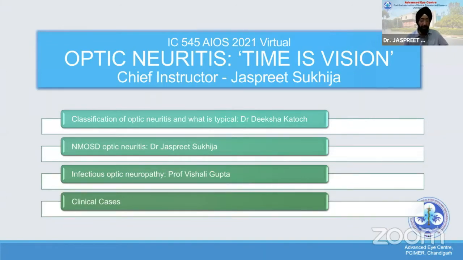But yes, it is very important in the acute stage that you pinpoint a clinical diagnosis and start the treatment. So some of the classifications and what is typical would be covered by Dr. Diksha Katoch, and then infectious optic neuropathy would be managed by Professor Vishali Gupta, and I would be speaking on the neuromyelitis spectrum disorder. So this is a brief outline, and then we could discuss the clinical cases.